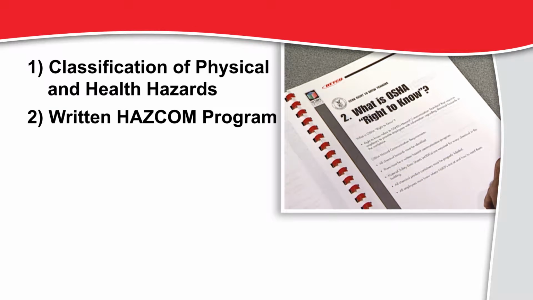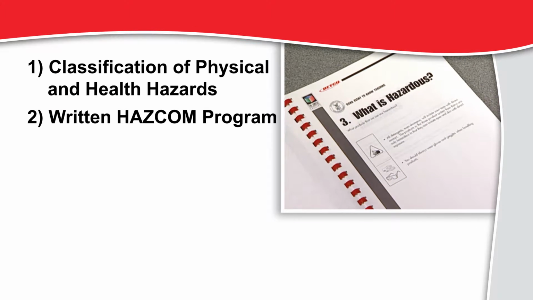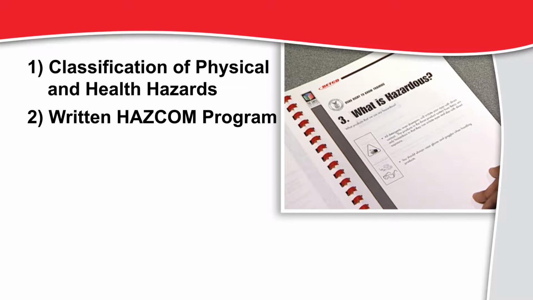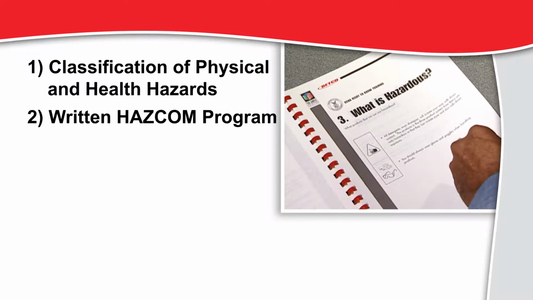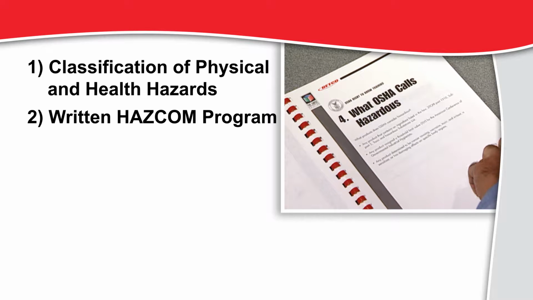Second, the employer must have a written hazard communication program in the workplace, and there must be someone responsible for keeping it up to date. Employees must familiarize themselves with the program and understand how it is implemented in the facility.